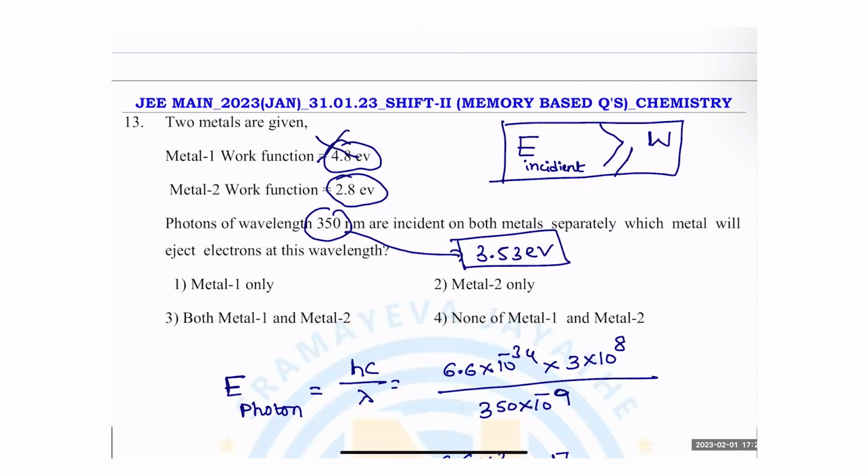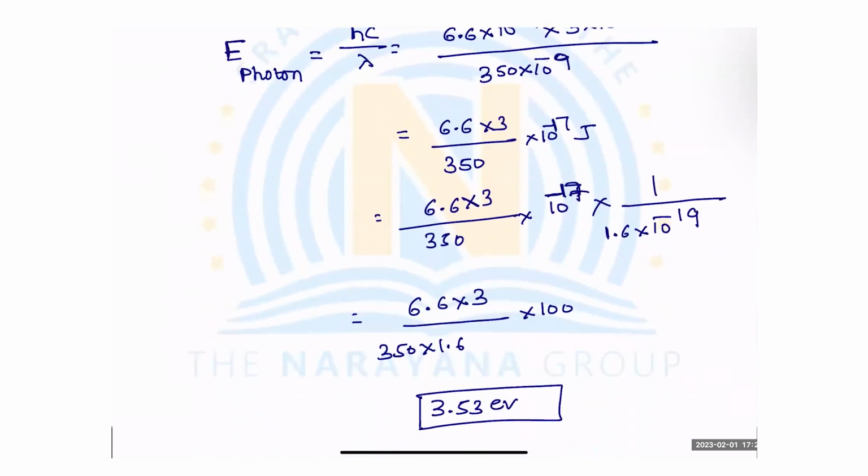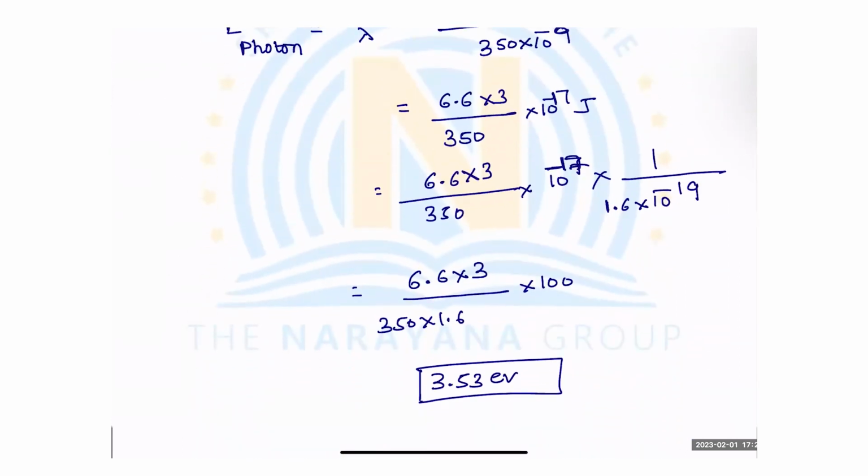If you take the second metal, the work function given is 2.8. The energy of a photon is 3.53, and the work function of the second metal is 2.8. Here it will definitely work, so the answer is metal 2 only. Of course, you should be careful in the simplification, and you should also know the concept of photoelectric effect.